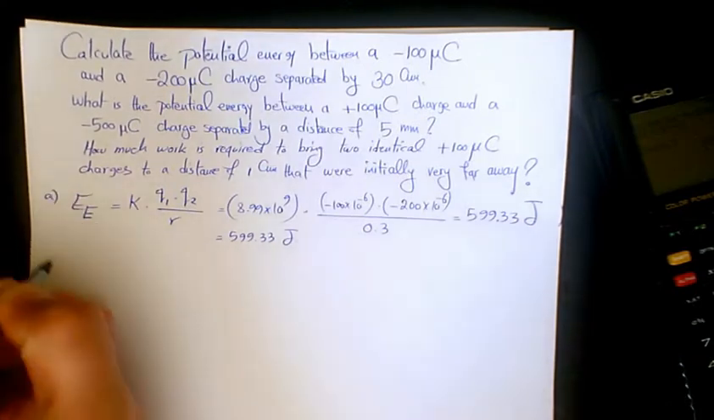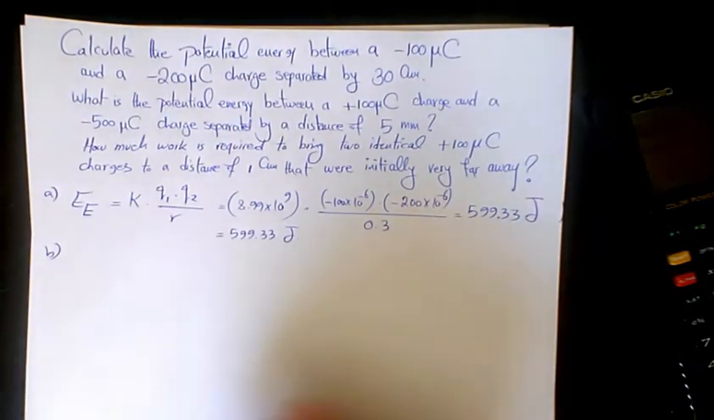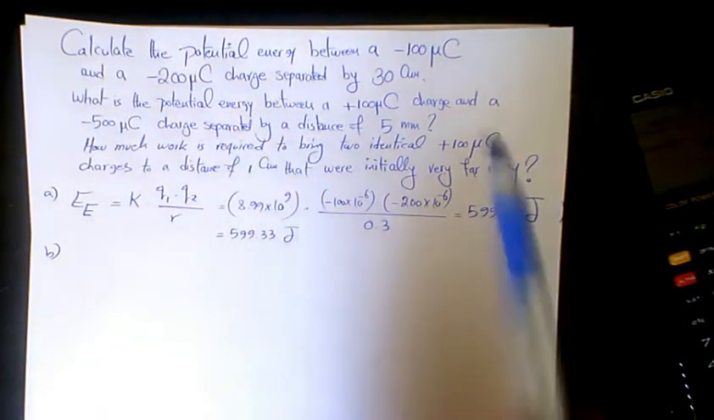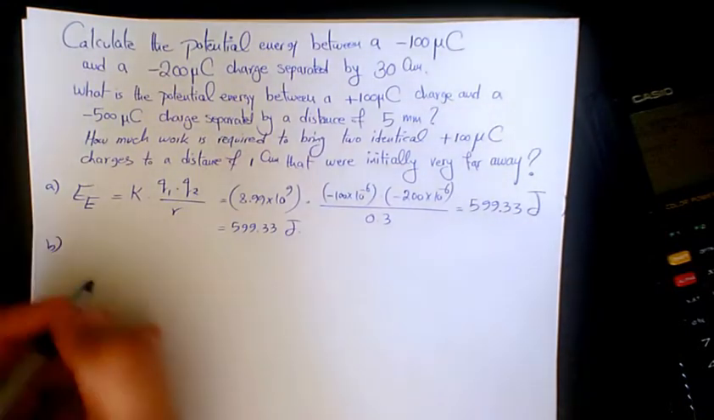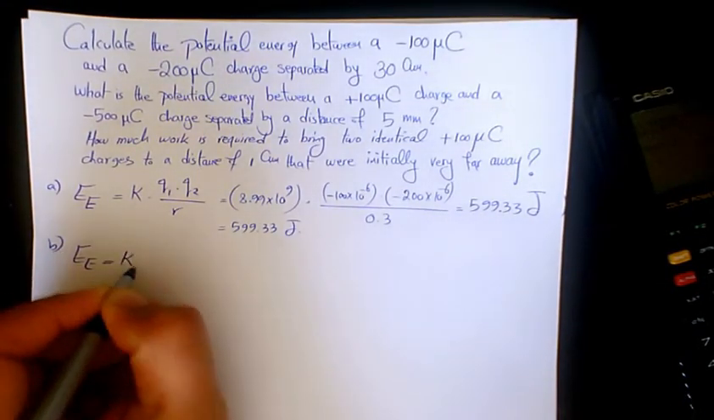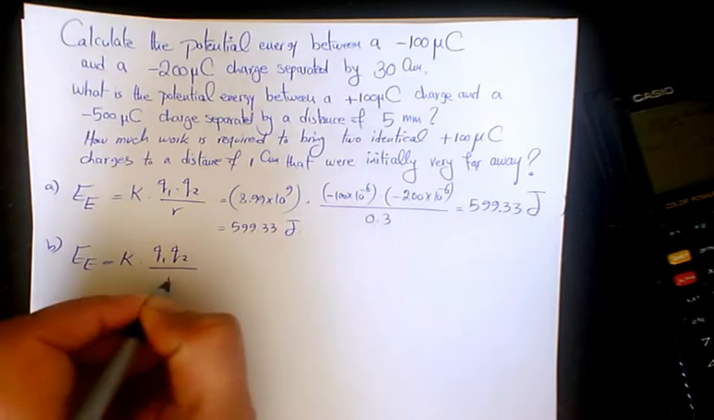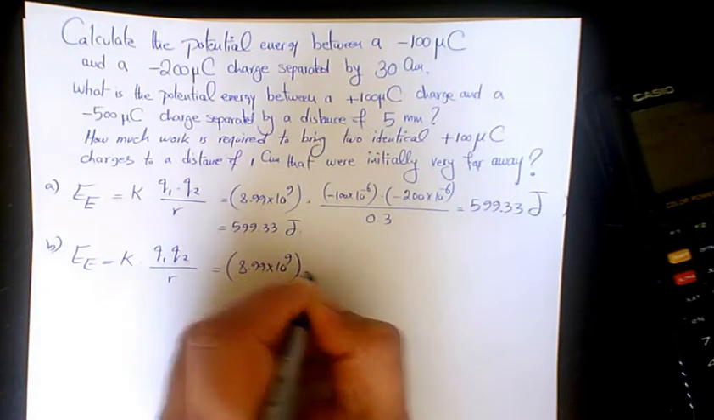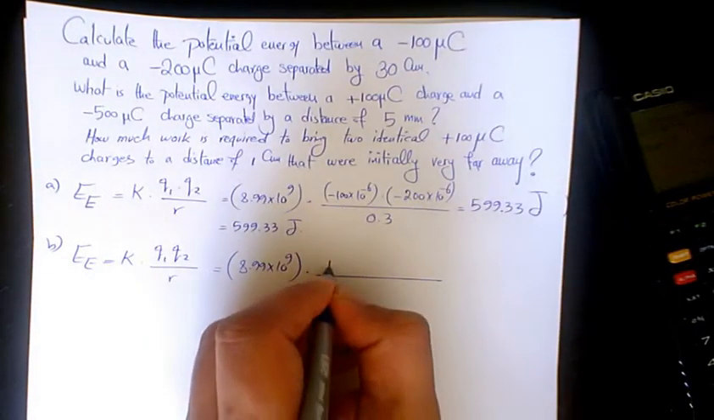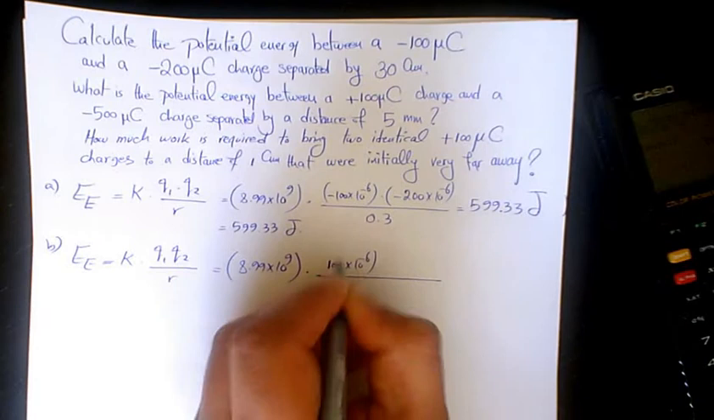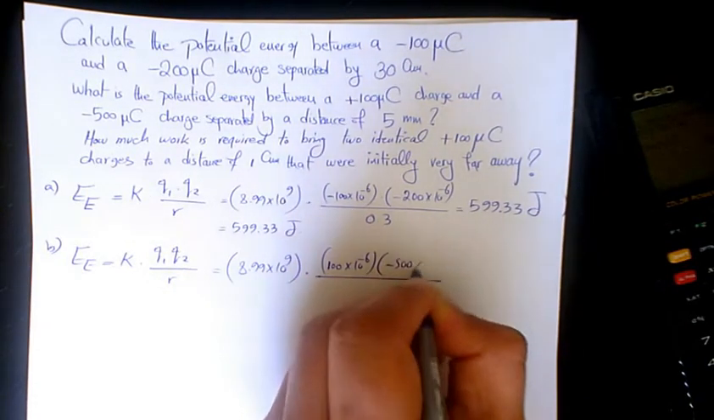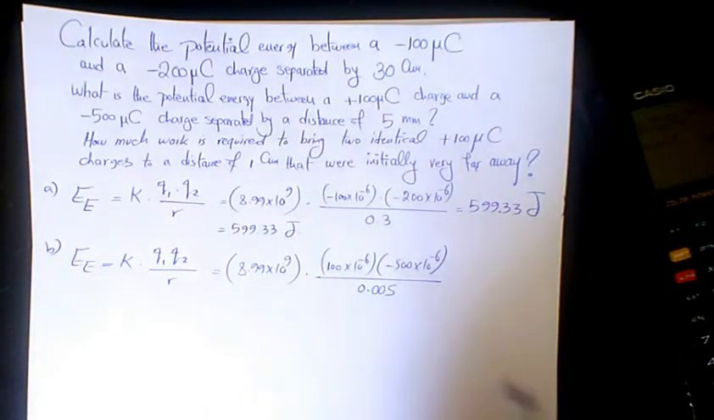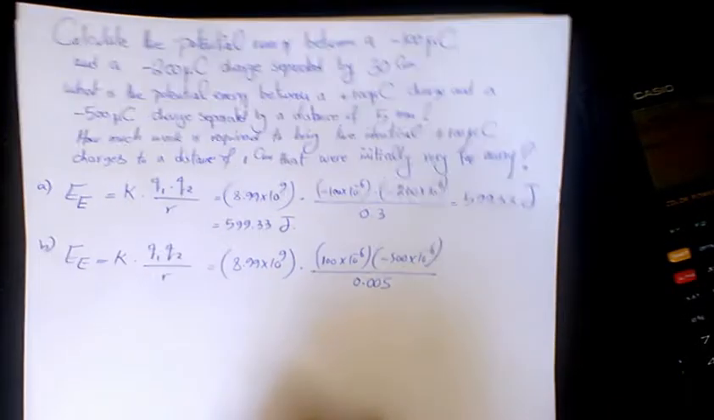Part B. It says, what is the potential energy between a 100 microcoulomb charge and a negative 500 microcoulomb charge separated by a distance of 5 millimeters? So that will be K, Q1, Q2, over R: 8.99 times 10 to the power of 9 times 100 times 10 to the power of negative 6 times negative 500 times 10 to the power of negative 6 divided by 0.005, because I needed to convert 5 millimeters to meters.